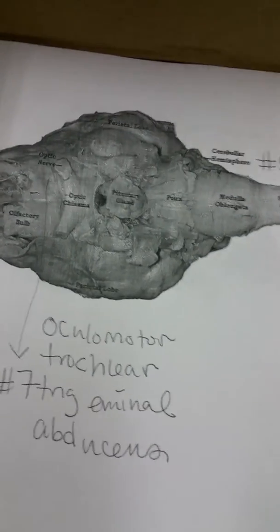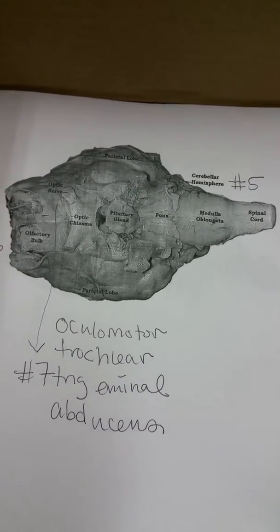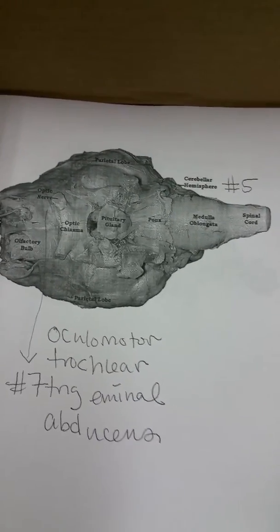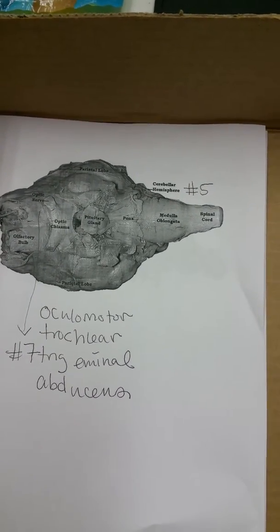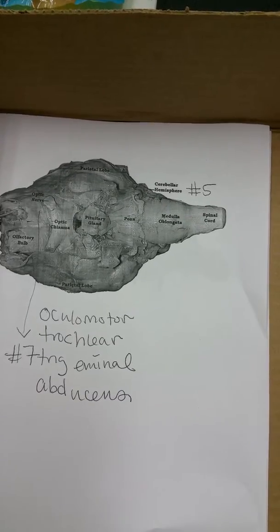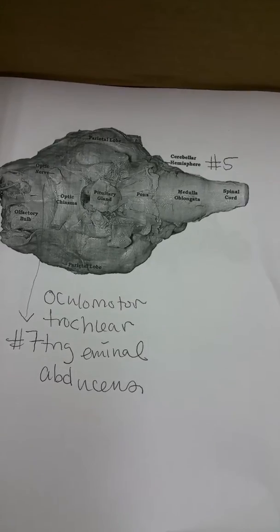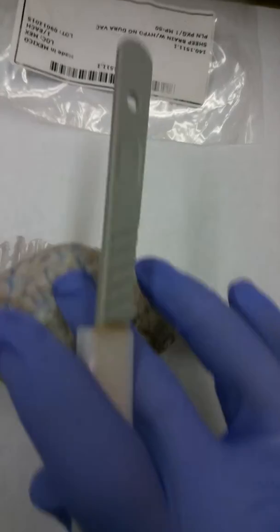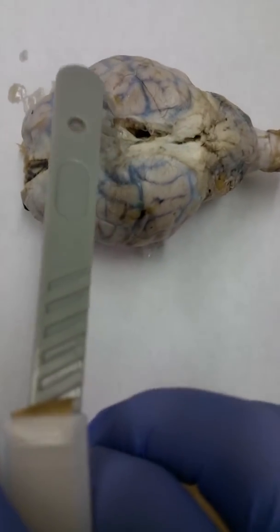So the olfactory bulb, the optic nerve, which includes the oculomotor, the trochlear, the trigeminal, and the abducens. Then moving inwards, we'll be able to see the optic chiasm and then the pituitary gland. So let's go to the real brain as we continue. So again, we're pointing to the olfactory bulb right here, and then the optic nerves.